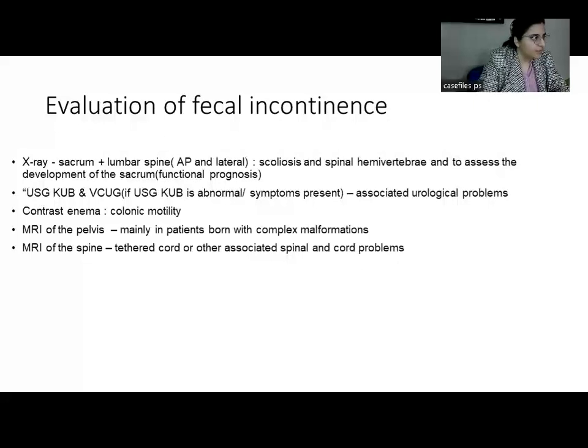As we've already dealt with constipation, the other major problem which we face with patients following the surgery is fecal incontinence. So whenever a patient post-ARM surgery comes to us with fecal incontinence, what would be the various investigations that we can do? One would be to definitely do an X-ray of the sacrum and lumbar spine to rule out various spinal anomalies and developmental anomalies in the sacrum. The other would be to do a USG KUB and VCUG if the patient is having some anomaly in the ultrasound, or if the patient is symptomatic or is having some urinary complaints. Another would be to do a contrast enema to assess the colonic motility. And in some centers, MRI of pelvis and spine is also recommended.